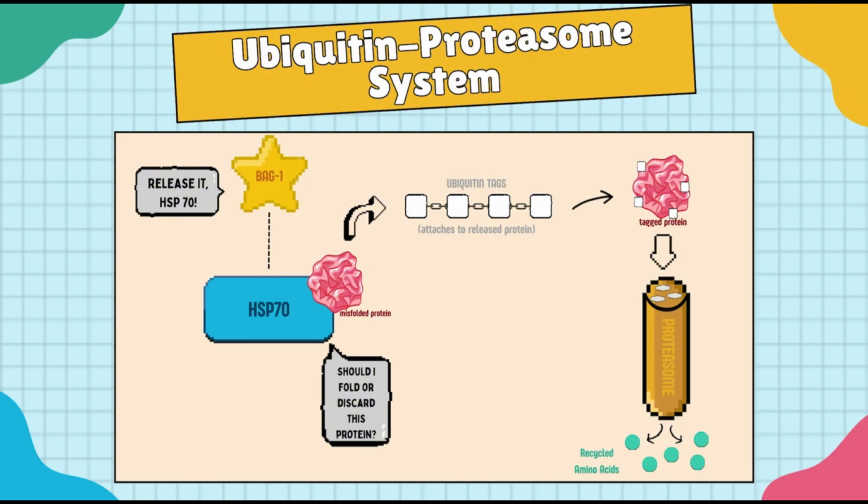BAG1 basically tells HSP70 when to let go of a damaged or misfolded protein. Once released, if the protein is still not working right, it gets tagged with a tiny "Destroy Me" label called ubiquitin and sent to the cell's recycling center, the proteasome. This is called the ubiquitin-proteasome system.